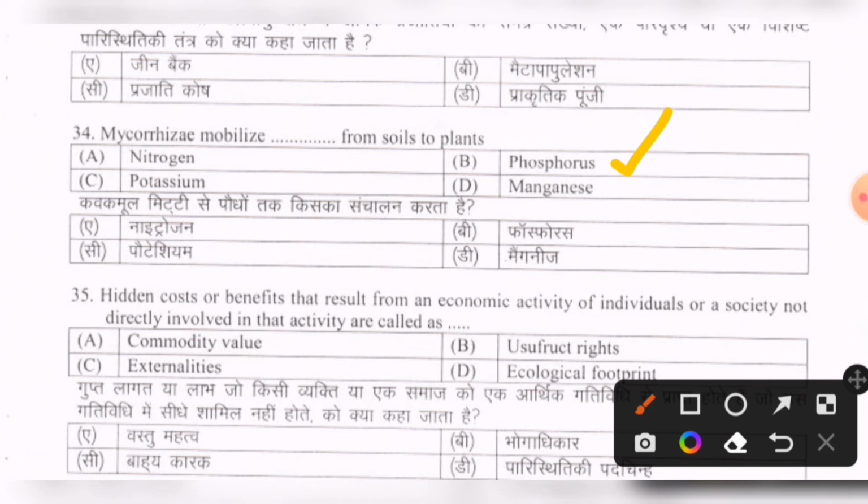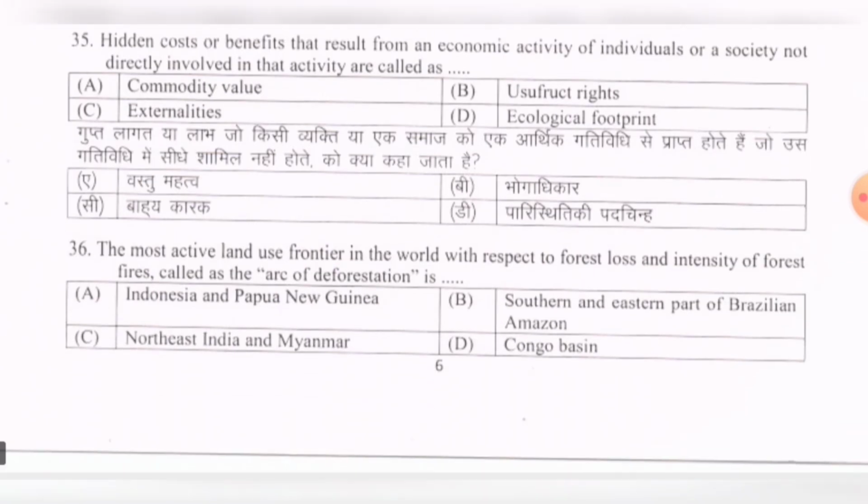Hidden costs or benefits that result from an economic activity of individuals or a society not directly involved in that activity are called as commodity value, usufruct rights, externalities, ecological footprint. The correct option is C, that is externalities. Let's see the next one.